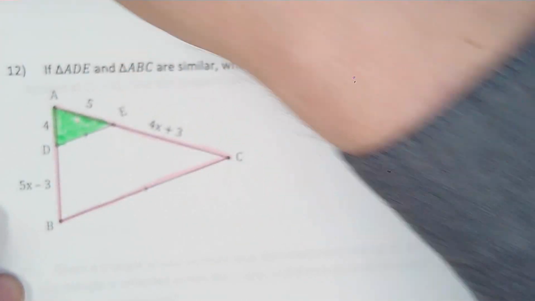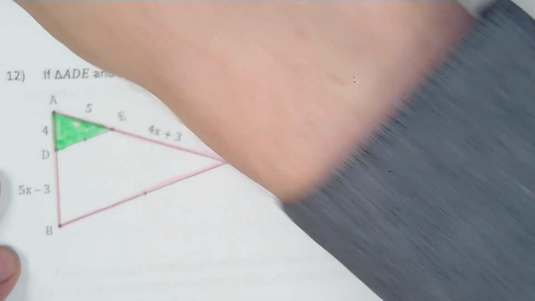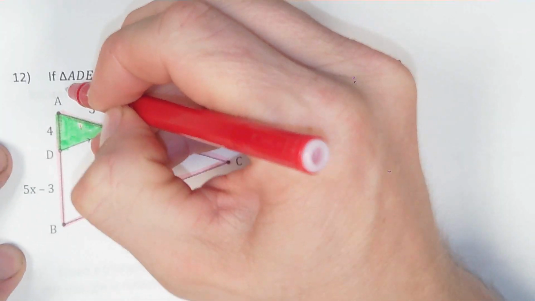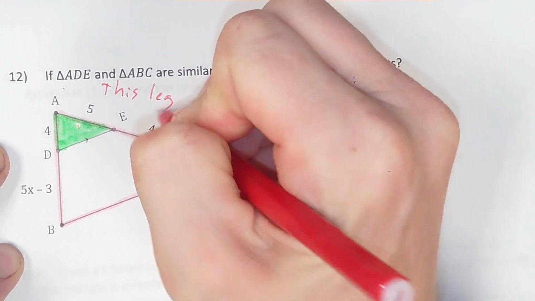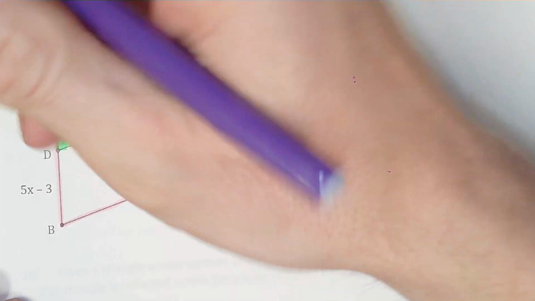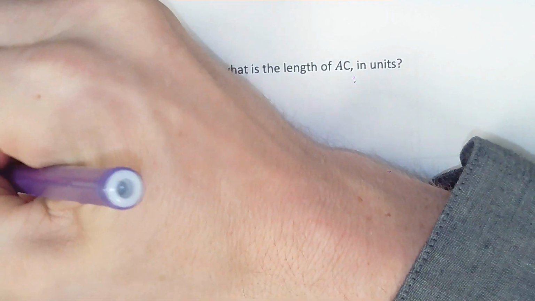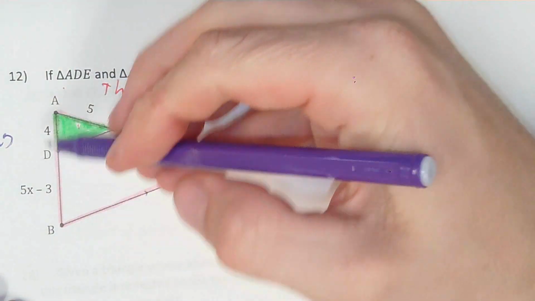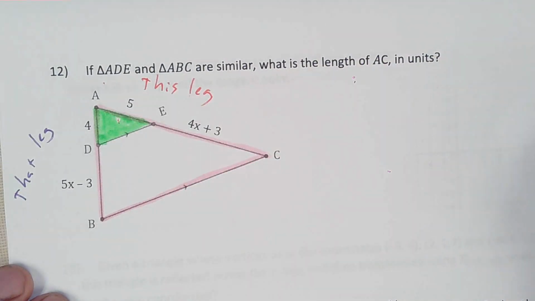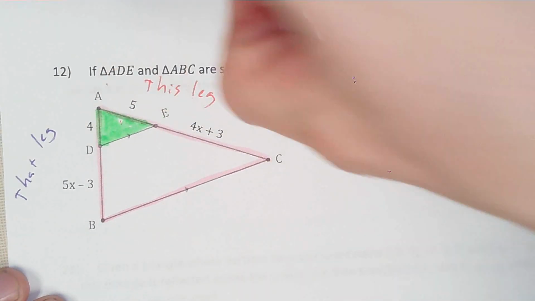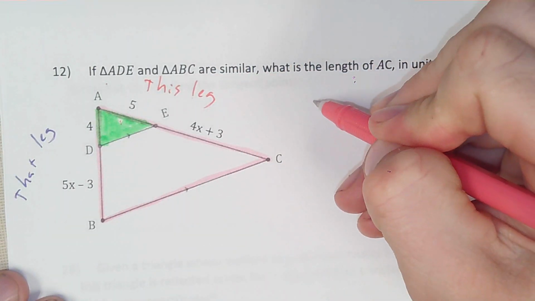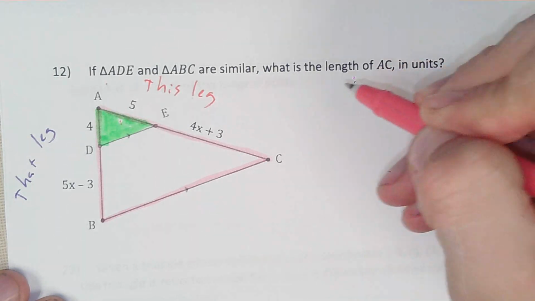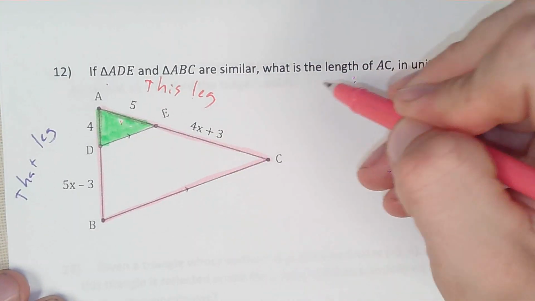Before we do that, we'll say that this side is this leg, and this side is that leg. Okay, and this will make sense in a second. Let's define this leg as the same for both of these. Okay, so let's define AC.